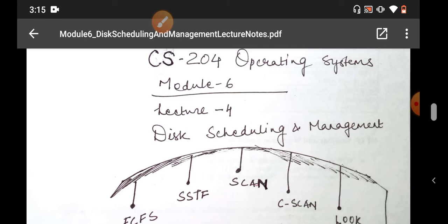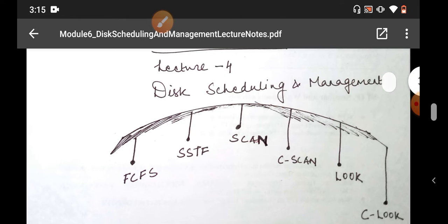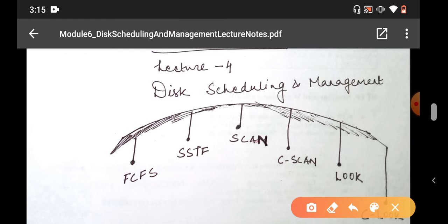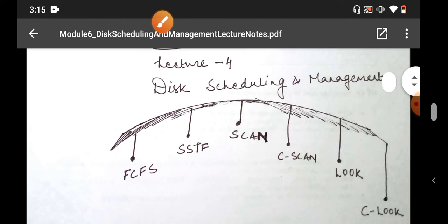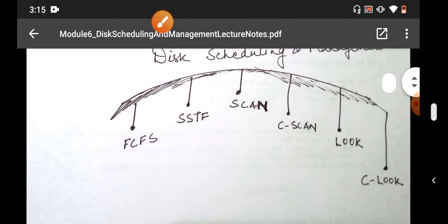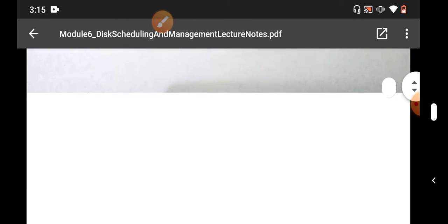Disk is your secondary storage device, and there are various scheduling algorithms for scheduling the various IO operations that come to the processor. First is your FCFS scheduling algorithm, and SSTF, shortest seek time first, SCAN, CSCAN, LOOK and CLOOK. Now let's start with your FCFS.